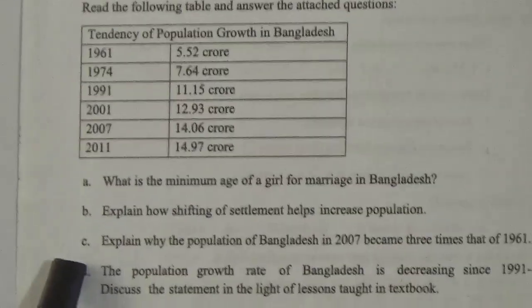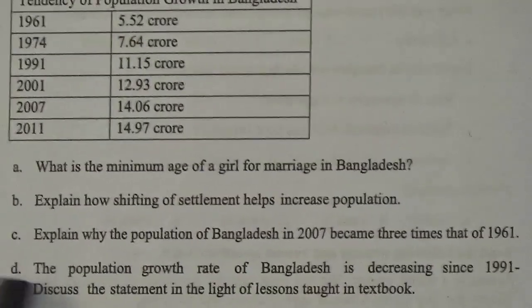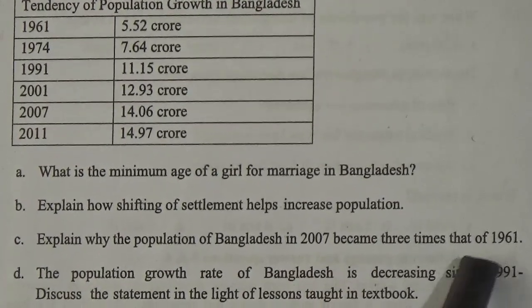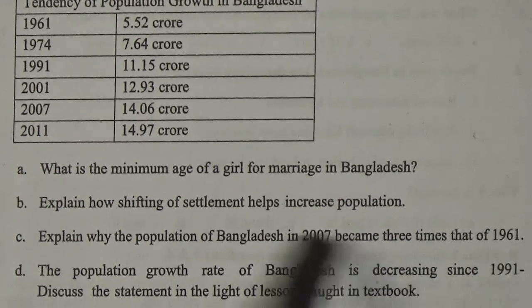And now we will go back to the question. Question number C, which is related to the stem: explain why the population of Bangladesh in 2007 became 3 times that of 1961. What is the question?